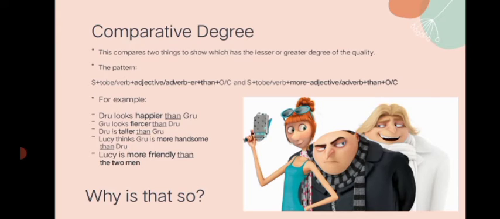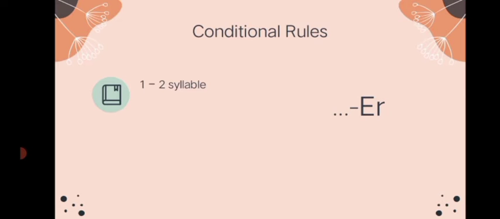So why is that so? It is because the comparative degree has conditional rules. The first one: if you find an adjective or an adverb made of one or two syllables, you must put er after the word. For example, we have cheap, old, young, and happy. Those words will become cheaper, older, younger, and happier, since those words are made of one or two syllables.